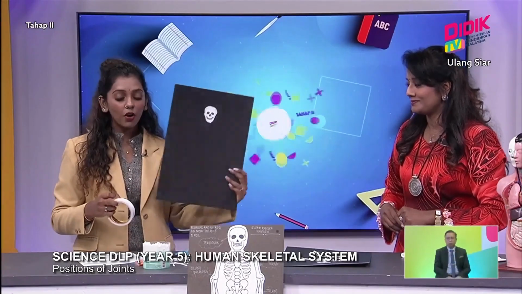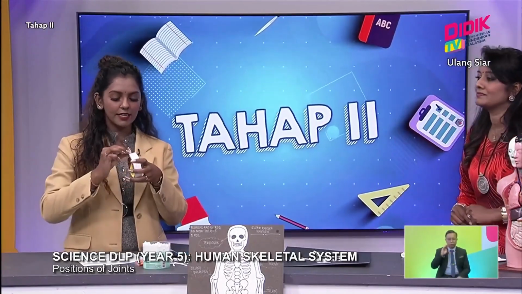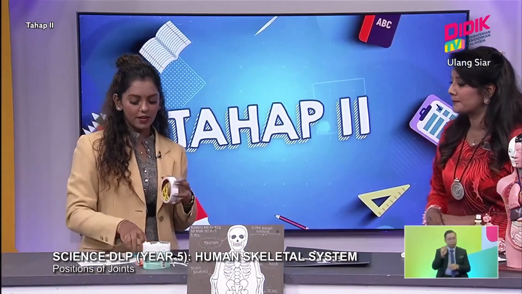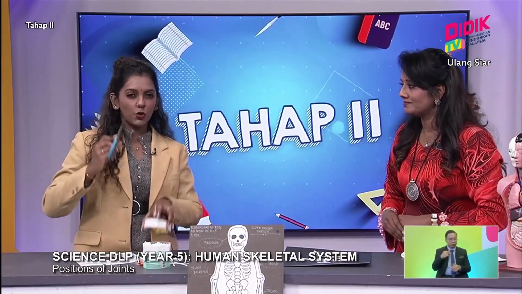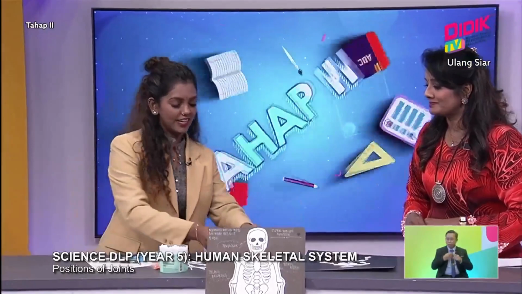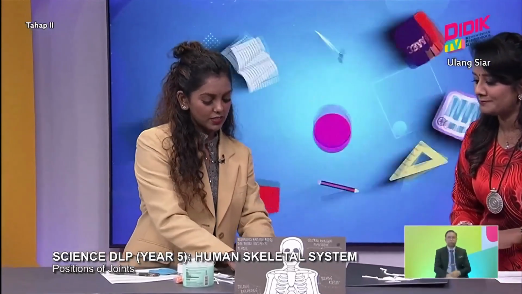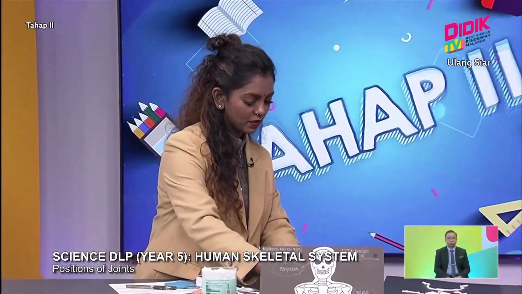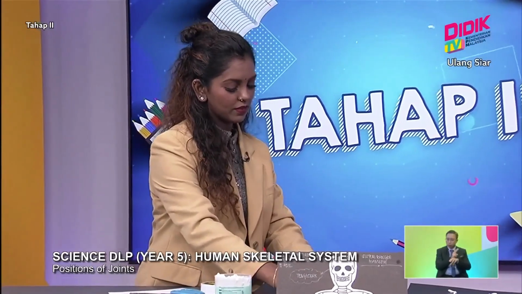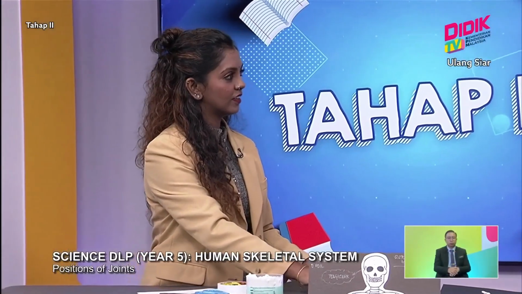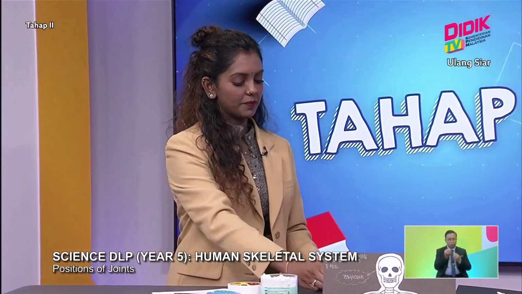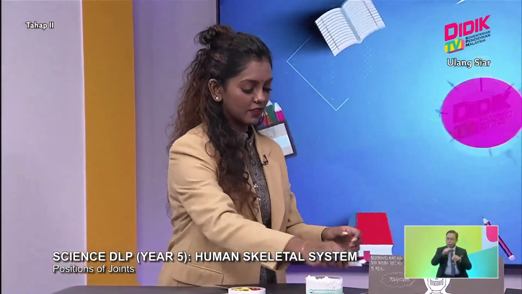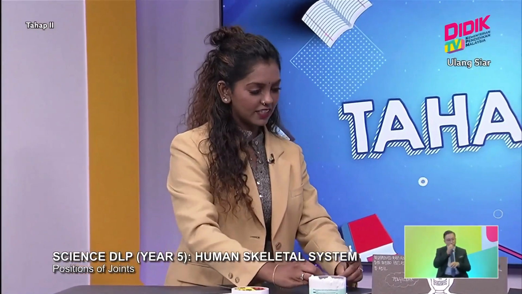You can just have a cardboard and get cotton buds and double-sided tape, and we're going to show you how to do the skeleton. Simple way, we're going to stick it. You can also use not only cotton buds, but toothpicks, matchsticks, even straws, replacing the cotton buds.